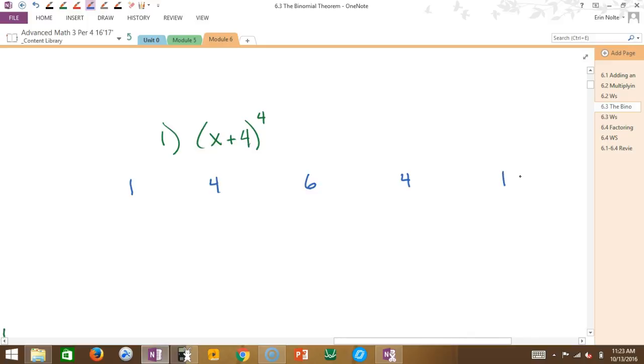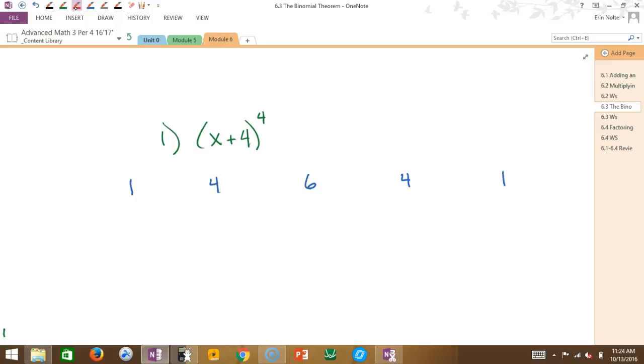Okay. So the next thing I'm going to do is take a look at the number at the front of my binomial. What is the value of my first number in my binomial? Like the whole thing. So what is this? X. So just x, right? Okay, so my first term in my binomial is x.